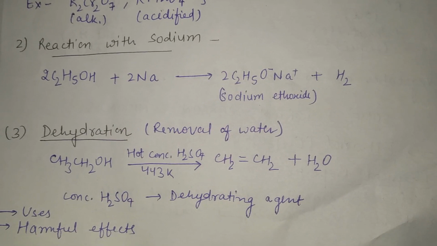So the uses of ethanol are as follows. Ethanol is used in the manufacture of paints, medicines, etc. Ethanol is used as a solvent. It is also used in medicines. It is also used as a fuel in cars along with petrol.